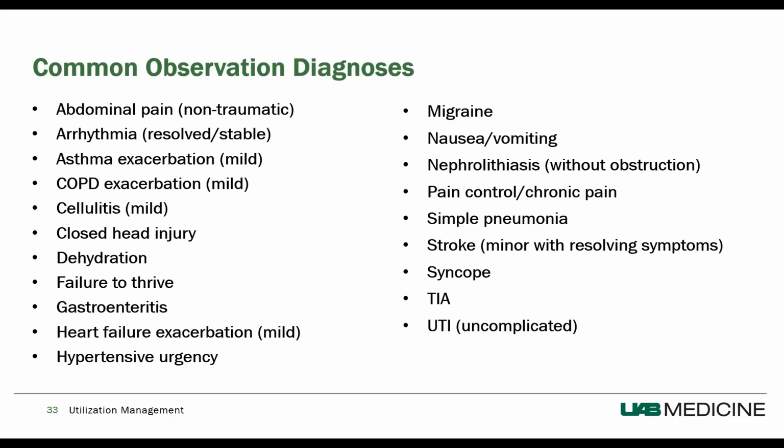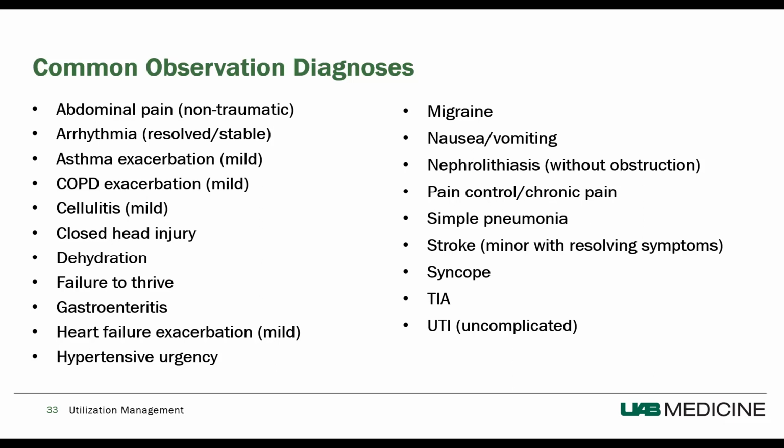This is a list of common observation diagnoses. And you'll note most of these, particularly asthma, COPD, cellulitis, heart failure, mild cases of that, probably need to start out in observation, particularly if they have shown improvement in the emergency department. Non-traumatic abdominal pain, dehydration, that's a big one for us. That's a big red flag for observation. Failure to thrive, that's a big concern.